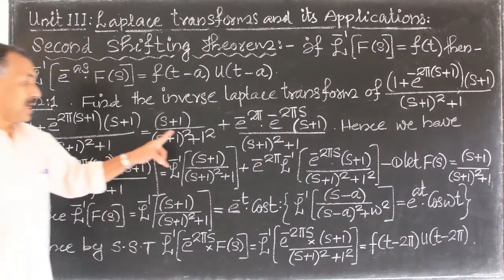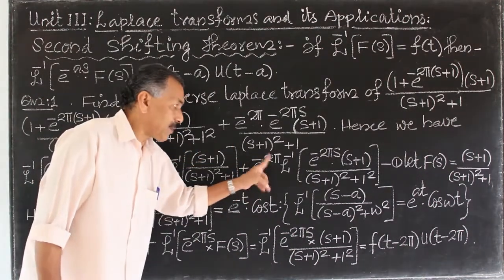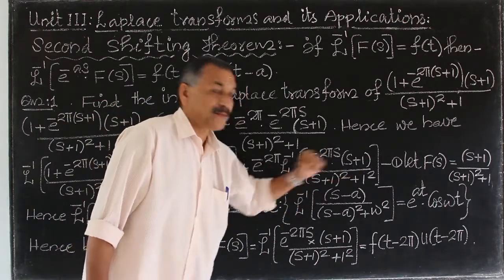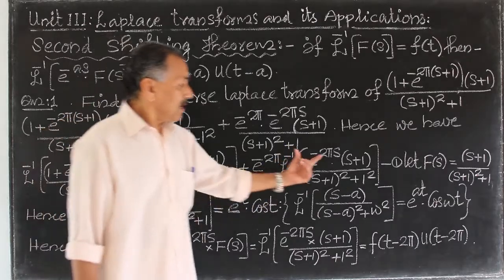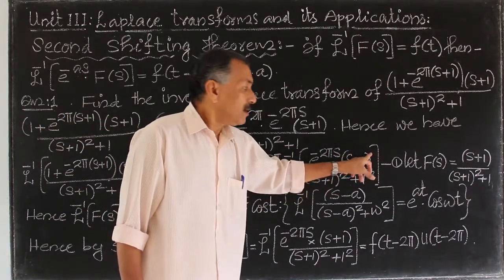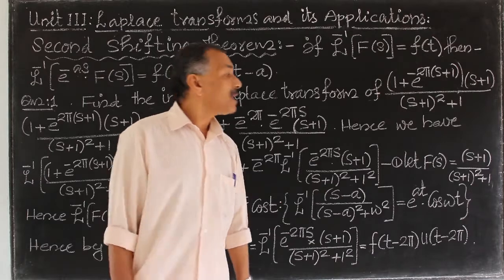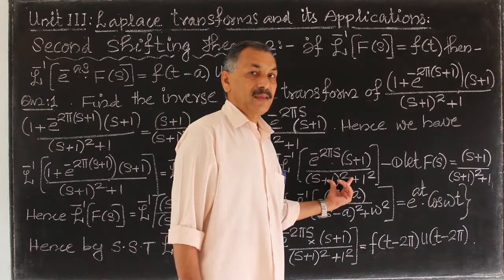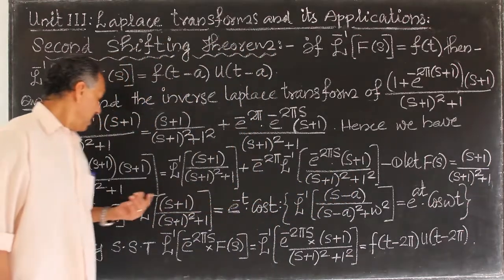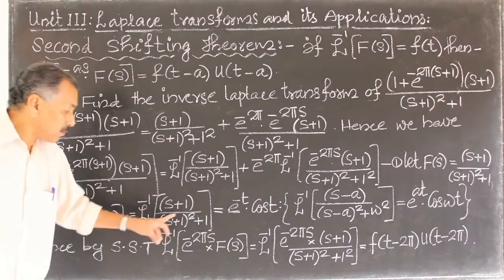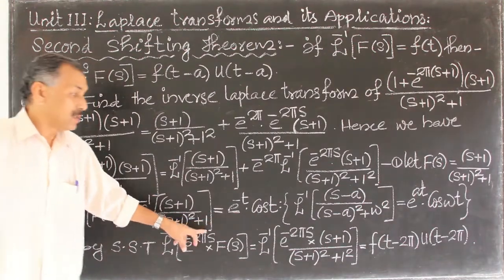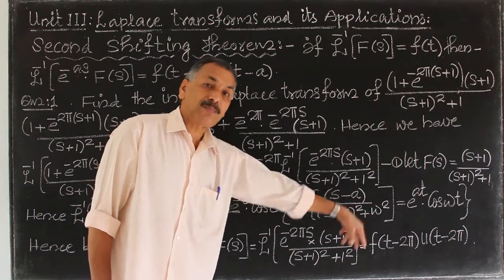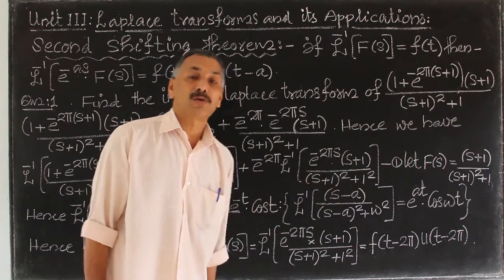That is, L inverse of this is equal to L inverse of the first term plus e raised to minus 2 pi L inverse of the second e raised to minus a s into f of s. Now this e raised to minus a s into, what will the marked part be? It will be f of s. Then that f of s is (s plus 1) divided by (s plus 1) square plus 1. Then what is L inverse of f of s? L inverse of f of s is equal to L inverse of (s plus 1) divided by (s plus 1) square plus 1, which is a standard result: L inverse of (s minus a) divided by (s minus a) square plus omega square is equal to e raised to a t into cos omega t.